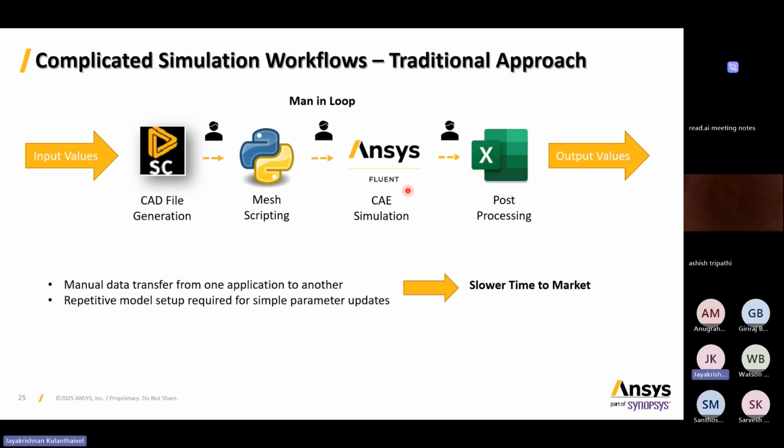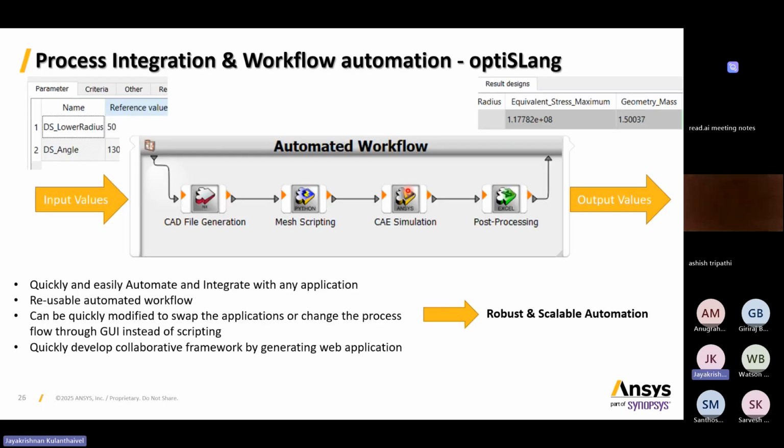But obviously this will increase the time to market, so there will be a slow time to market. But with optiSLang, there will be an automated workflow. The workflow will be like this: you just need to define the parameters and input values, and then it will automatically do the simulations and the post processing. It will do everything so quickly, and you can easily automate and integrate with any application, especially any Ansys applications. So these automated workflows are reusable.